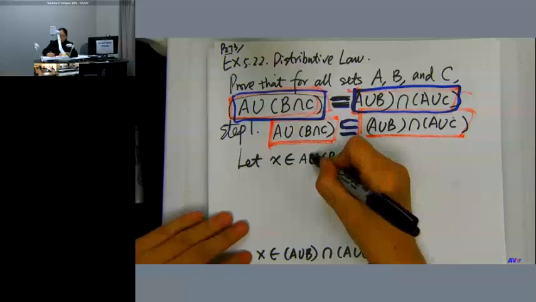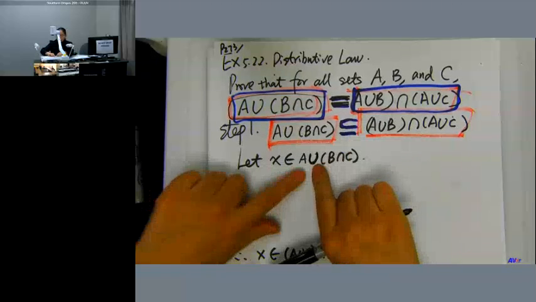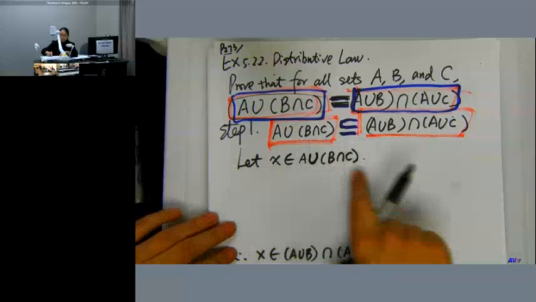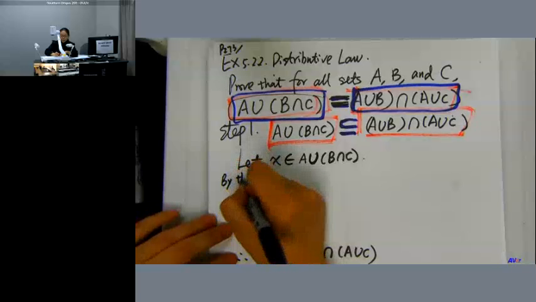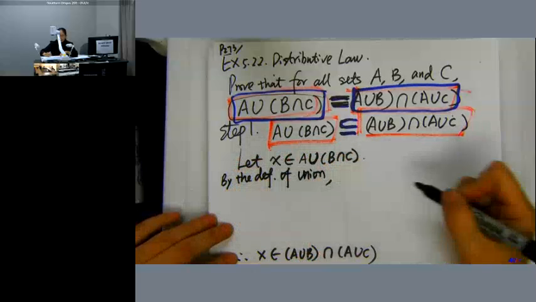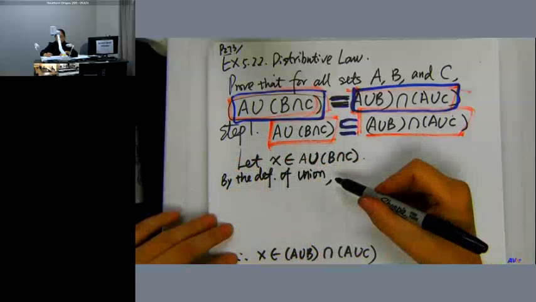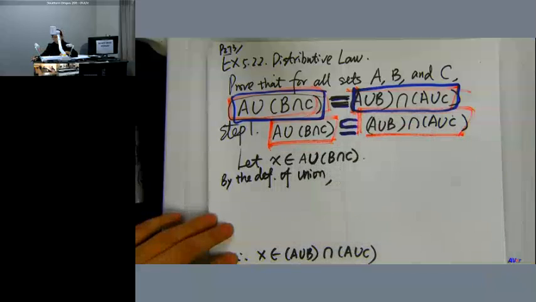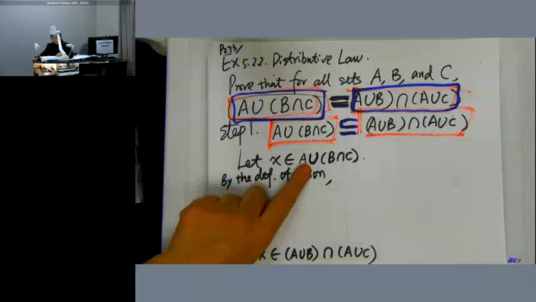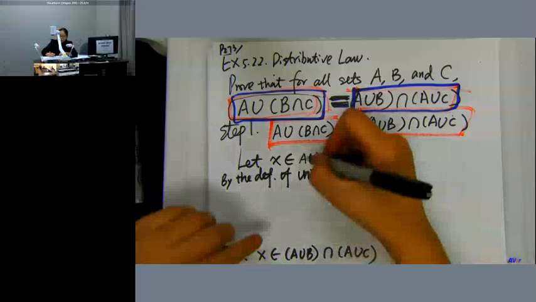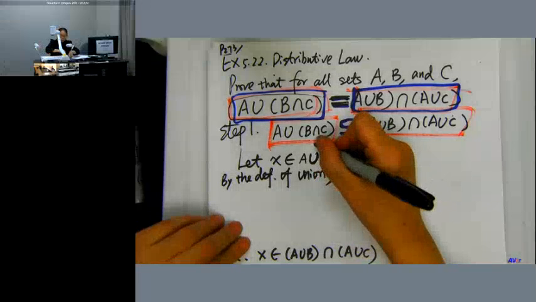By the definition of union, X is in A union. So what does that mean? What will follow from the definition? If X is from the union, remember the definition of a union? What does this U correspond to? An element of A or an element of B. Yes, very good. So whenever you see union, it's the same as the English word or.